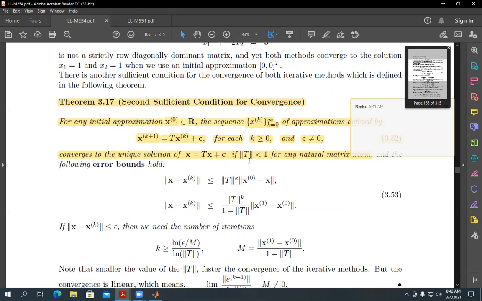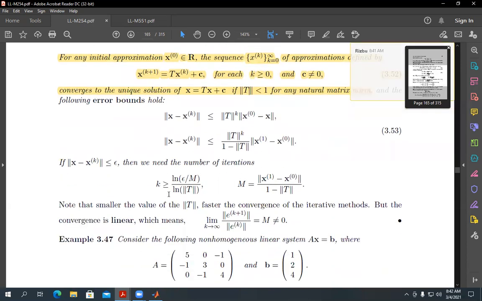And that's the condition. The norm of T being less than 1 means it is between 0 and 1, and then definitely the method will converge. If not, we have no guarantee, it may converge, it may diverge. If it is close to 0, the method converges very, very fast.